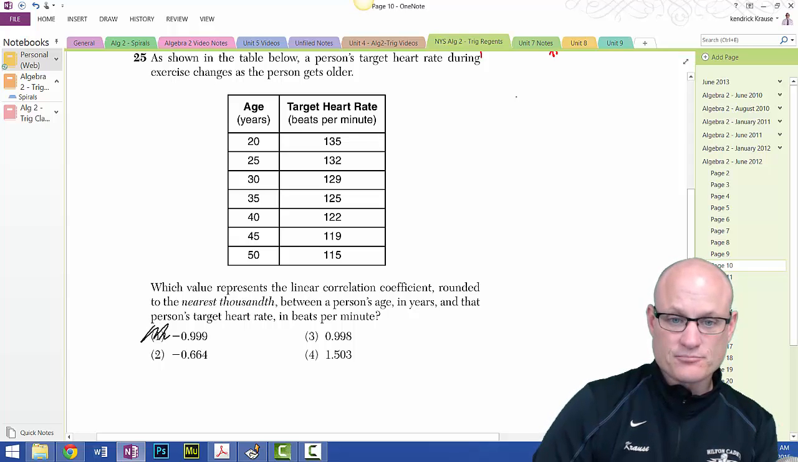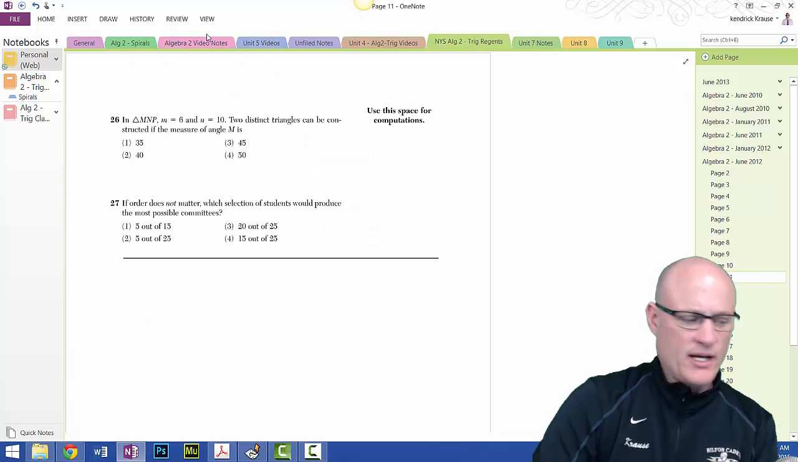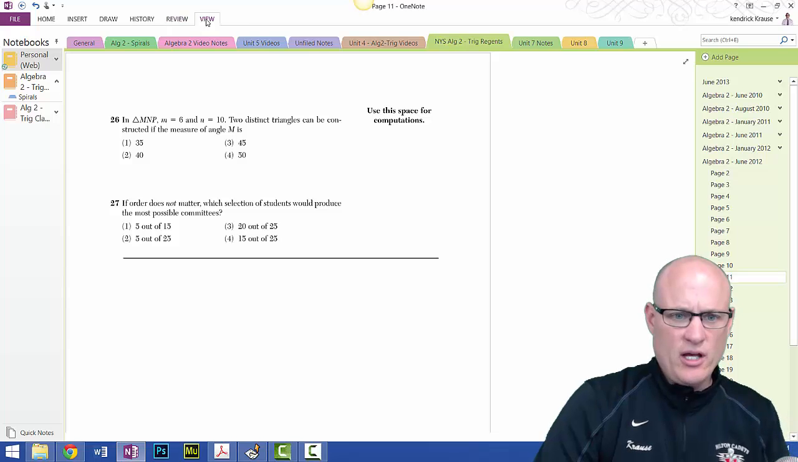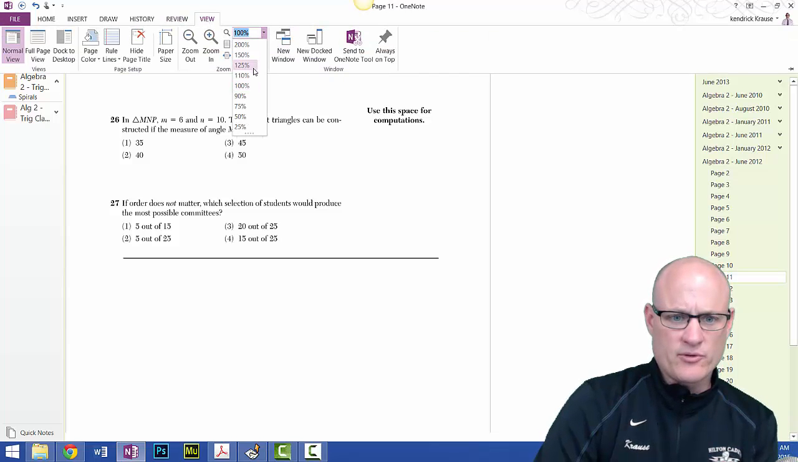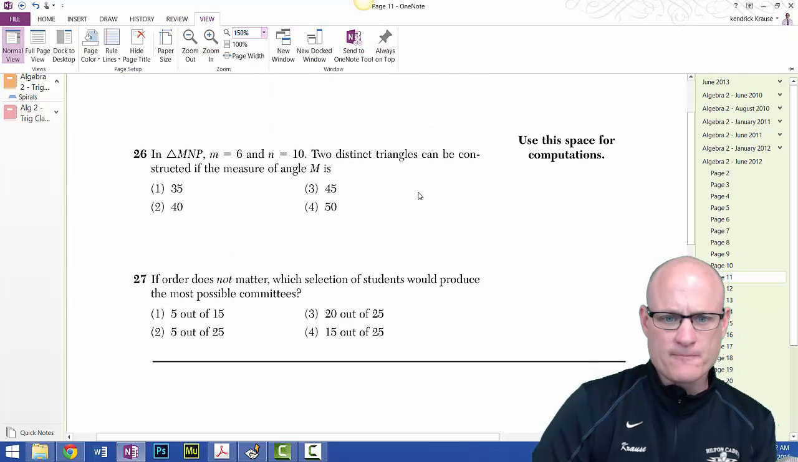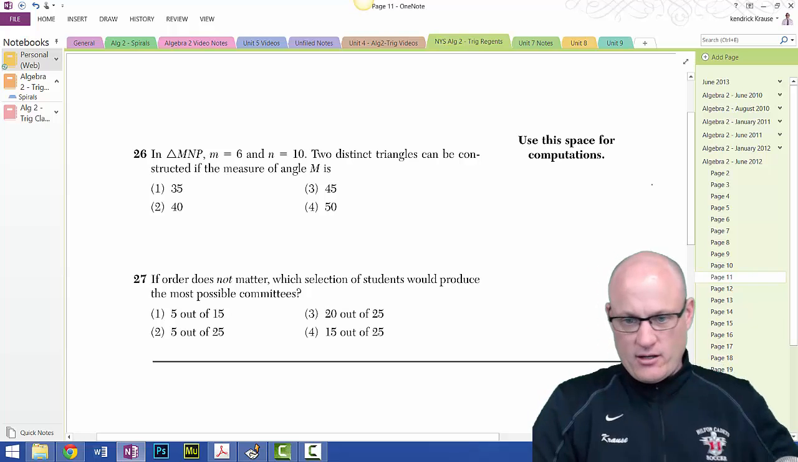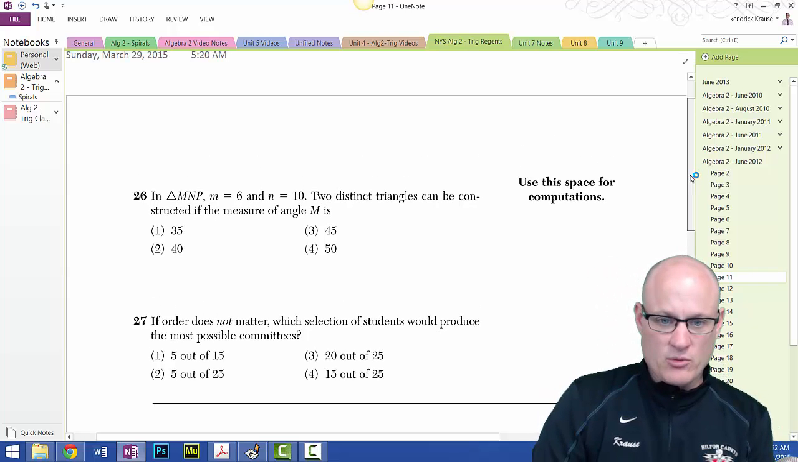Done. What's next? Page 12. Oh, we only got 2 questions left? Are you serious, man? This is going simple. Let's zoom up 200%, 150%. So, oh, God, that looks like a hard question. Let me get a little room above.